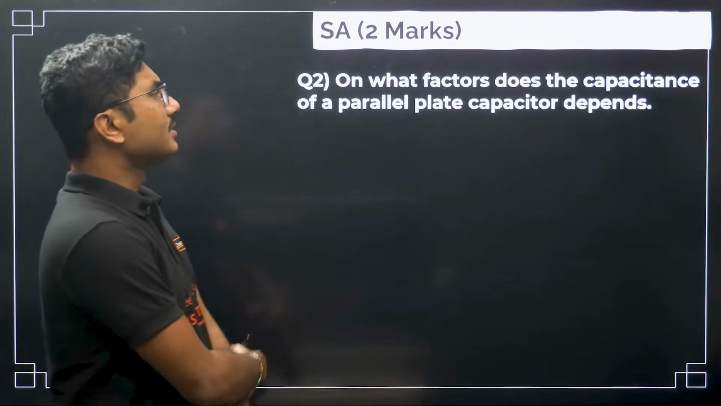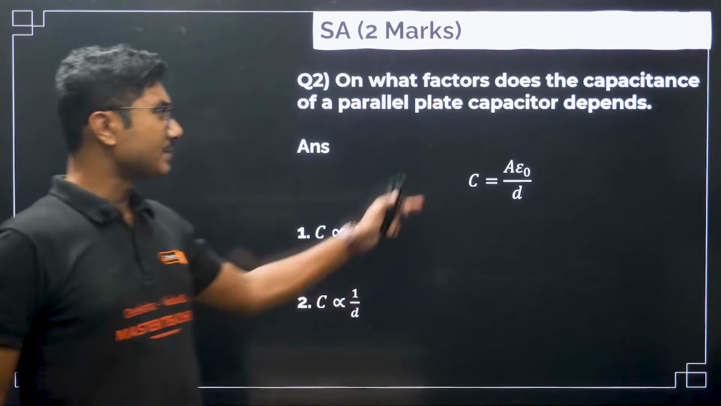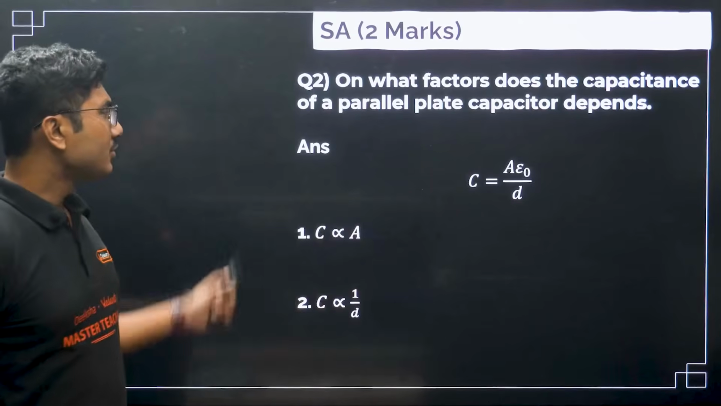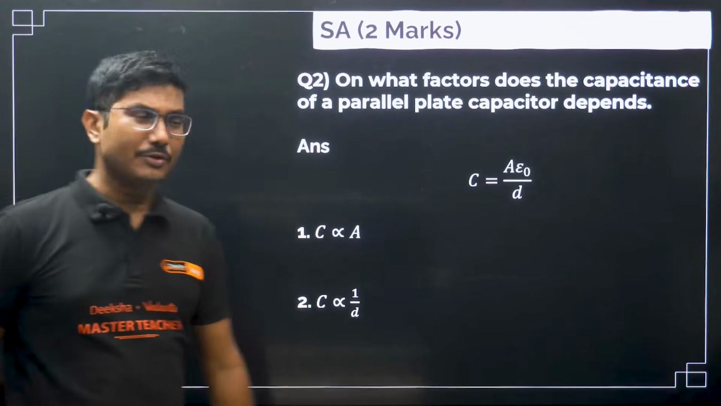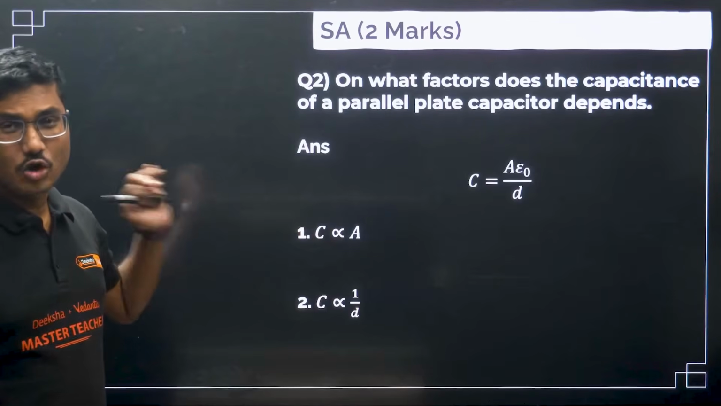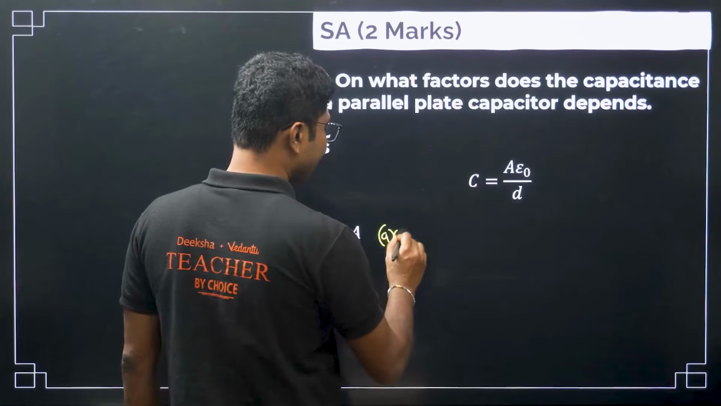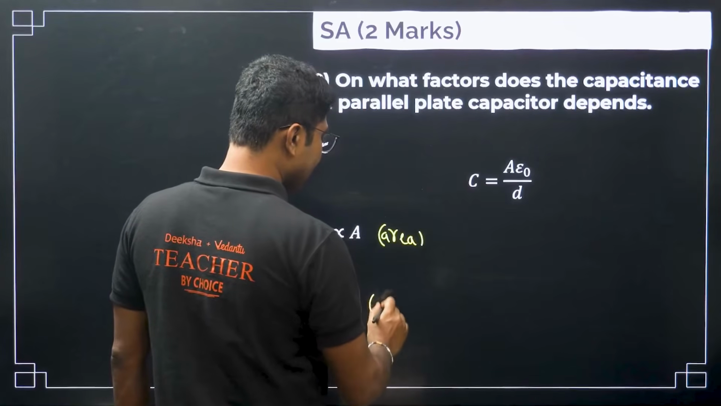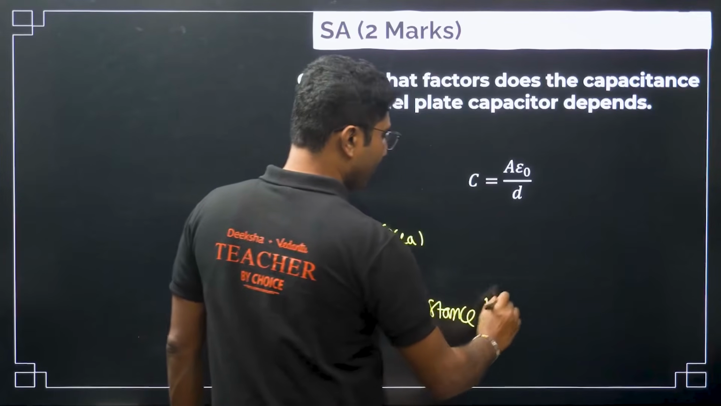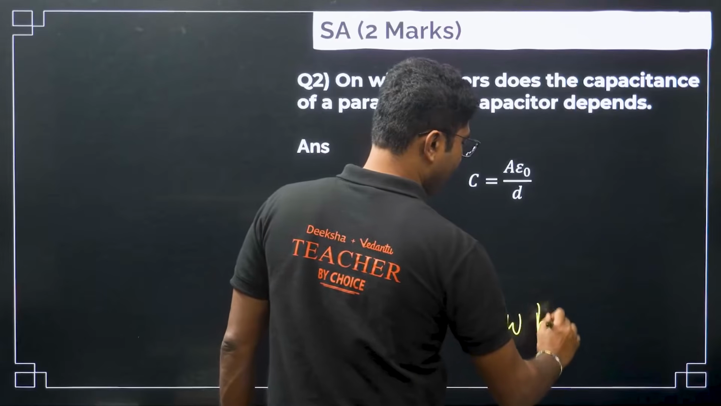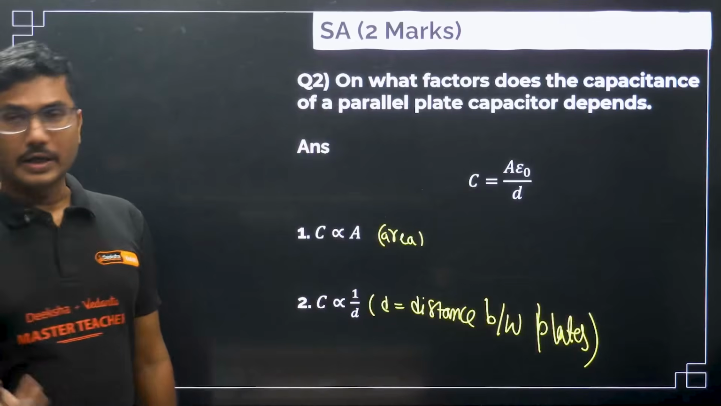On what factors does the capacitance of a parallel plate capacitor depend? Easy question. So parallel plate capacitor expression is A epsilon naught by D. So it is directly proportional to area and inversely proportional to the distance between the plates. If you are writing in a shortcut form, you have to mention this is basically area and D is equal to distance between the plates, right? So this is the dependence.